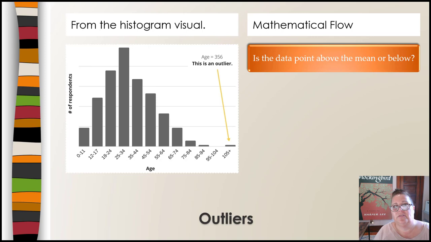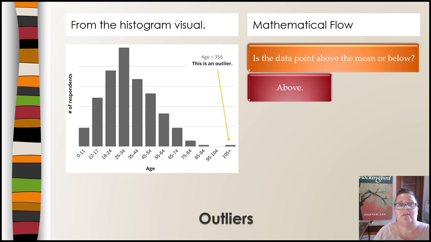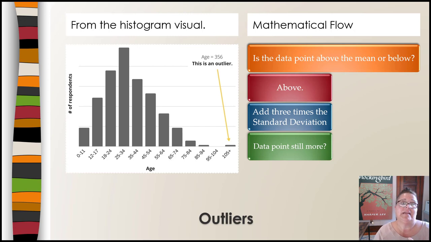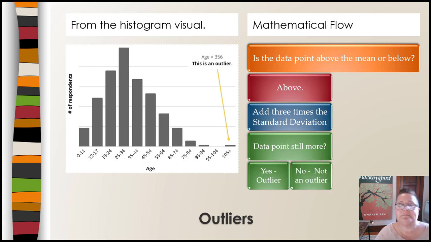So here are some questions to ask yourself. Is that data point above the mean or below it? If it's above the mean, then you want to do 3 times the standard deviation and add that to your mean, because we know that the outlier has to be outside of 3 standard deviations. So if I know a standard deviation is 10, then I know that outlier has to be 3 times that, or 30, plus whatever the mean was. If that data point is still higher, then you have an outlier. If it is not, then it's not an outlier.